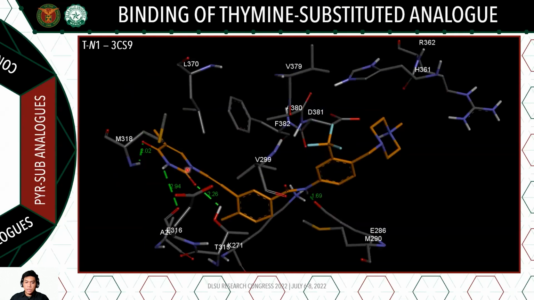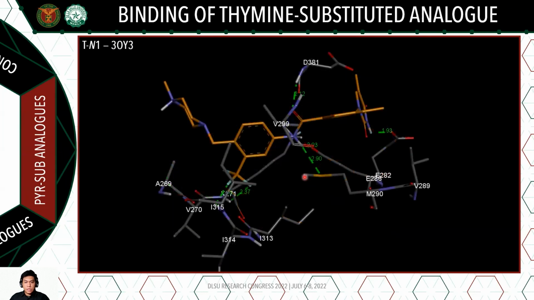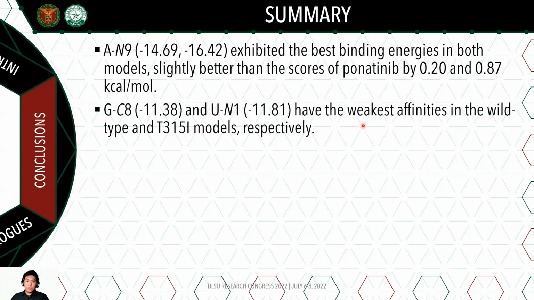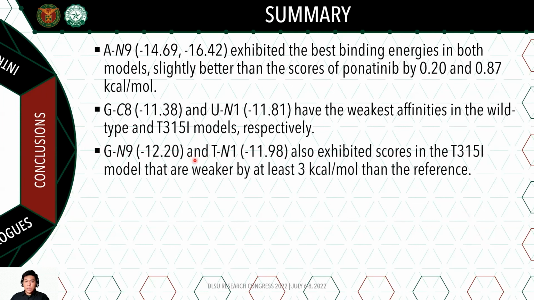This is TN1. It has 3 hydrogen bonds, M318, E316, and T315. Okay, doesn't have hydrogen bonds here. In the 3OY3 model, it has a similar interaction to that of UN1. So to summarize our findings, AN9 exhibited the best binding energies in both models. GC8 and UN1 have the weakest affinities in the wild type and T315I models respectively. GN9 and TN1 also exhibited significantly weaker scores in the T315I model, similar to UN1.